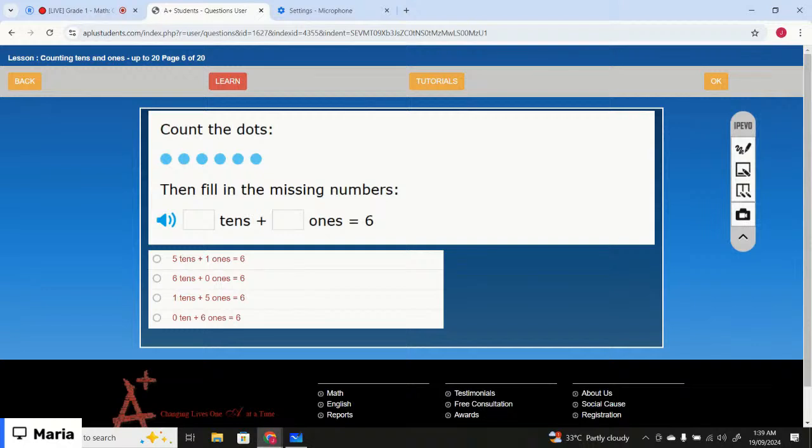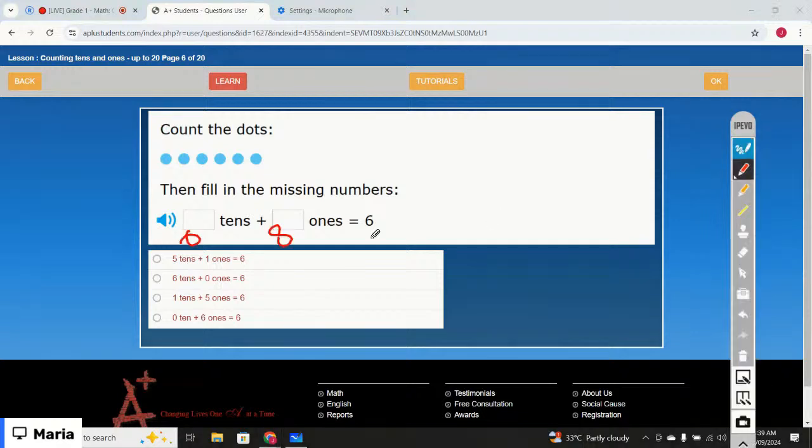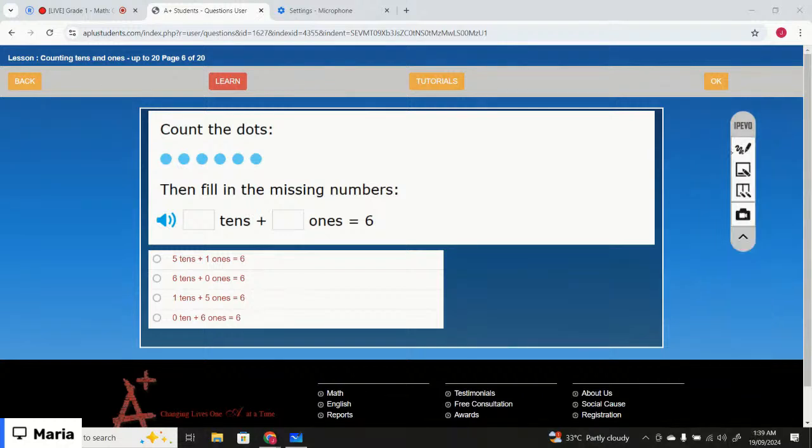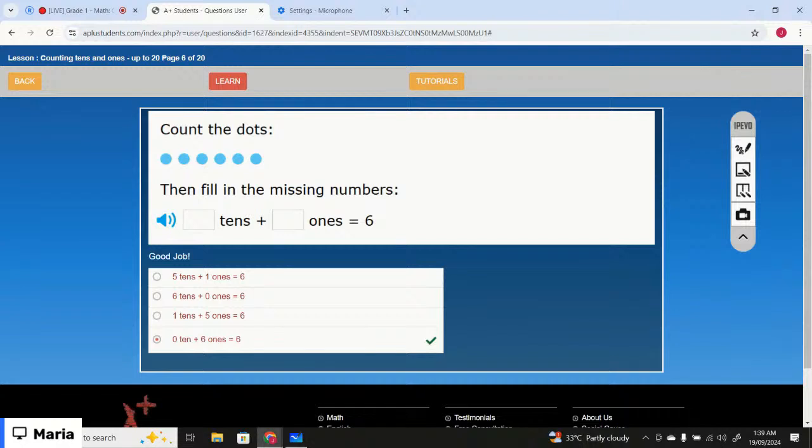Count the dots. So you have 1, 2, 3, 4, 5, 6. So you have 0 tens and 6 ones. The last one is the correct option. You have 0 tens and 6 ones.